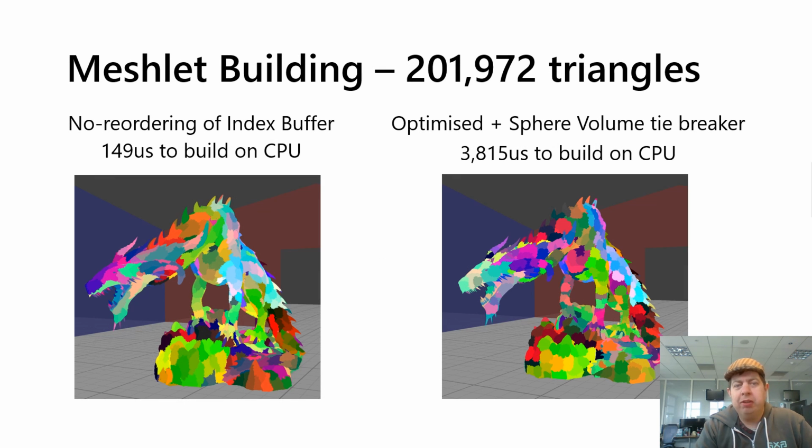So this is what the meshlets look like, a very simple color per meshlet. On the left, we just took the index buffer and chopped it up, very quick. And on the right, we added the triangle that added the least number of new vertices, with sphere volume as a tiebreaker. So we've got roughly spherical meshlets for the most part, very good, but a few remainder meshlets which are funny shapes or a bit larger than perhaps we'd like.